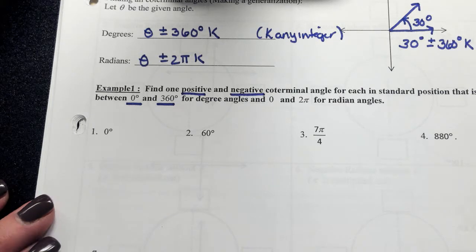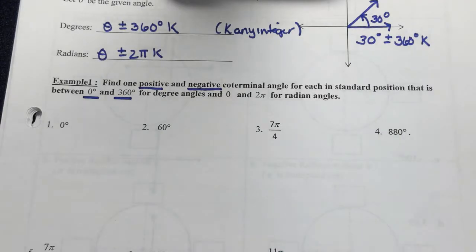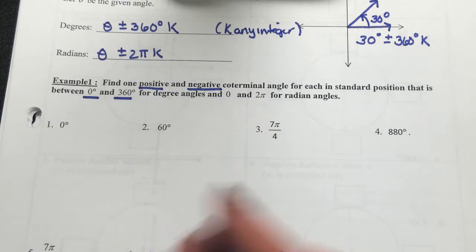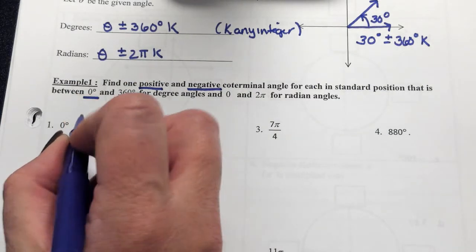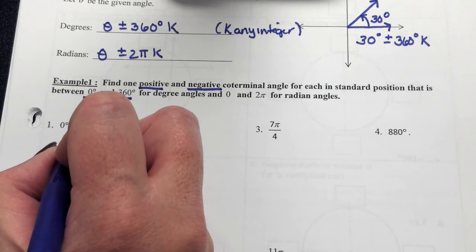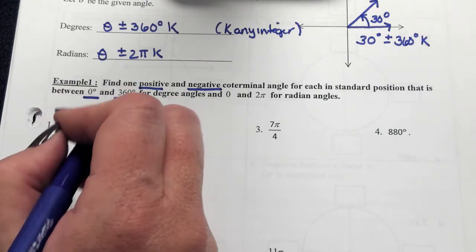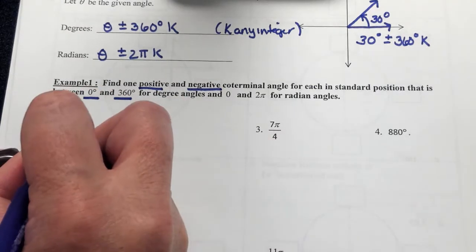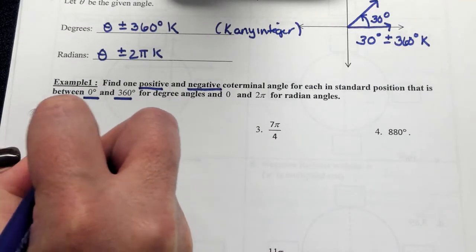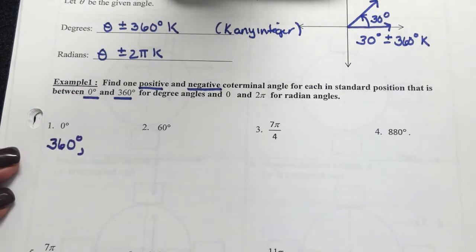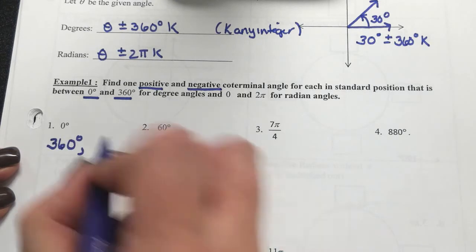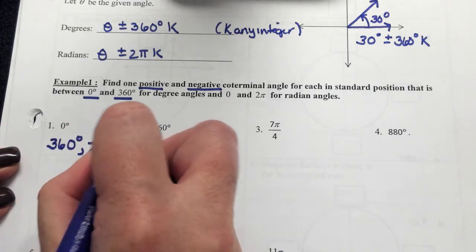So 0 degrees. So coterminal angle. Now this angle is already between 0 and 360. So the coterminal angle is not going to be between 0 and 360. So if I add 360 to 0, what's one positive coterminal angle going to be? 360. What's the negative one going to be? Negative 360.